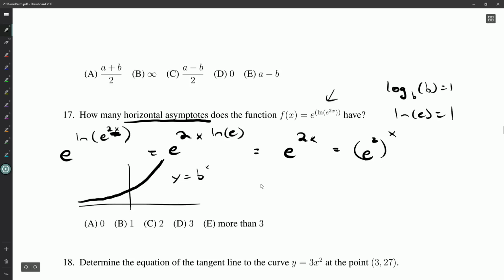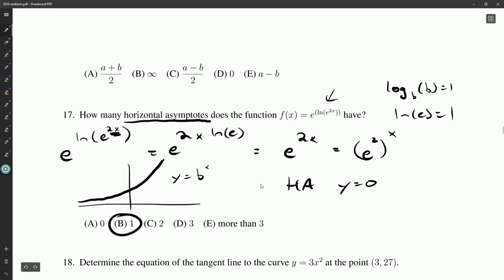exponential function. How many horizontal asymptotes do exponential functions have? Well, they always have 1. Y equals 0. So our answer is just going to be B, or I guess we'll circle it. 1 horizontal asymptote, and there we go.